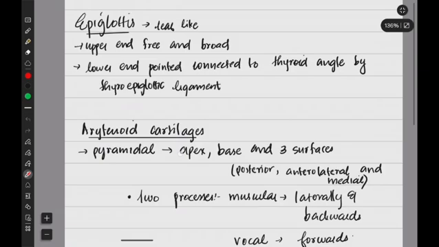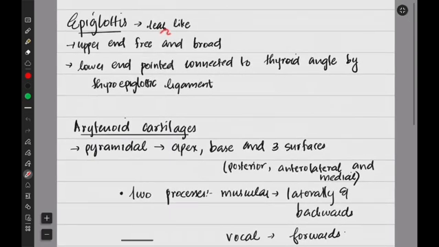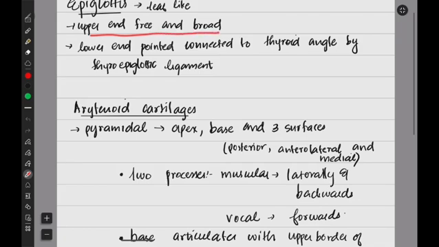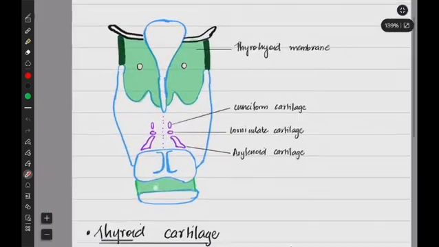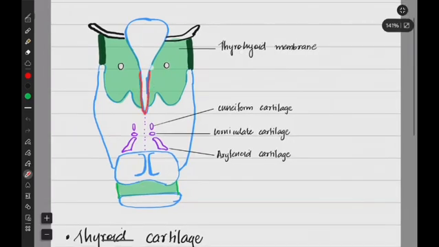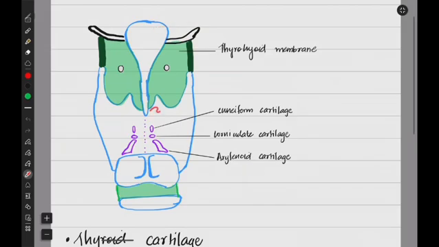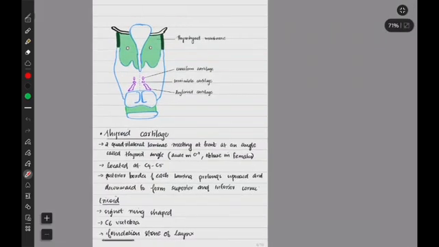Then epiglottis. Epiglottis is a leaf-like cartilage. The upper free end is broad and the lower end is pointed and it is connected to the thyroid angle by thyroepiglottic ligament. So this is the epiglottis. It has an upper end which is broad and lower end which is pointed.